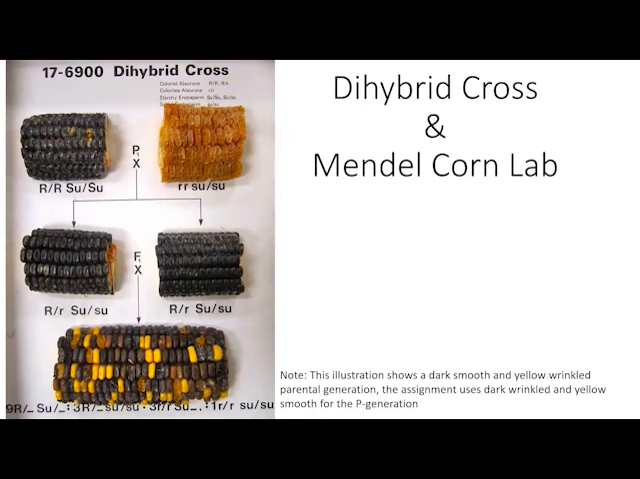Today we're going to start learning about dihybrid crosses, and we're going to tie that in with our Mendelian corn lab. In this illustration you will see what we'll be working with in our corn lab today, in which case we have a parental generation here at the top. Remember that the parental generation is always going to be homozygous.